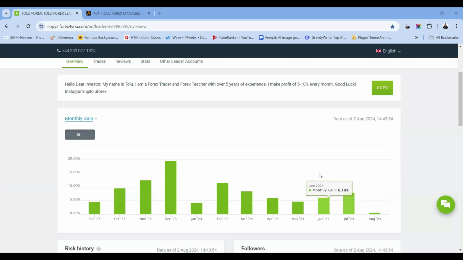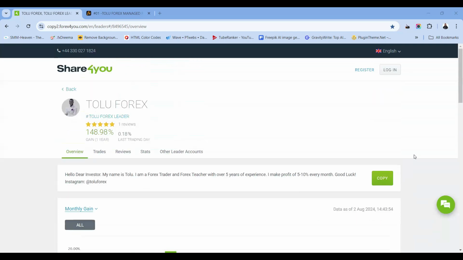So what does this mean? This means that this is a system that is consistently profitable. Every month closed in profit, even though at different percentages, every month closed in profit. And if you're looking for a system that will make you consistently profitable in Forex trading, I think this is a system that you need to get.